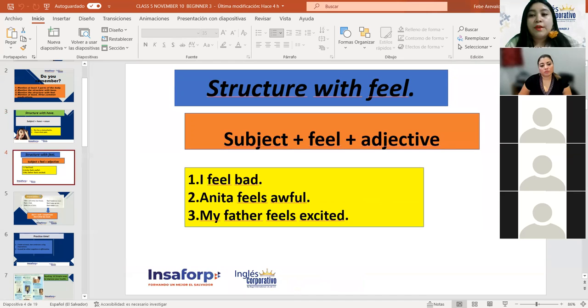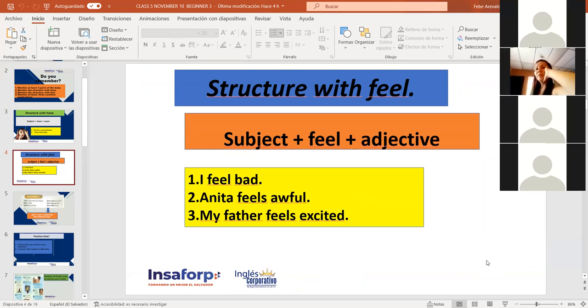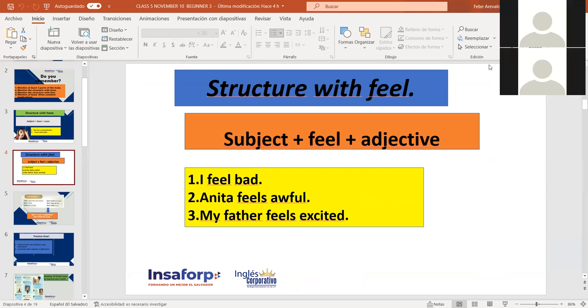Well, let's see the other structure that we have, a structure with feel. Karen Martinez, can you please read the structure? Number one, I feel bad. Number two, Anita feels awful. Number three, my father feels excited. That's correct, Karen. Thank you.